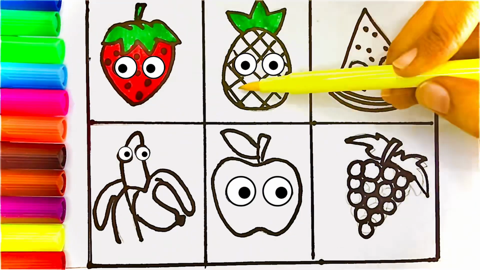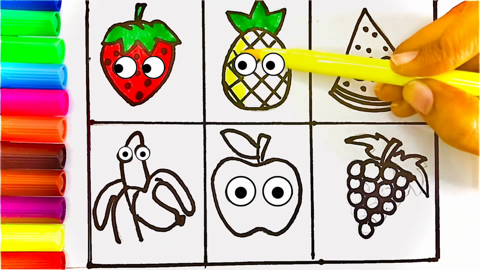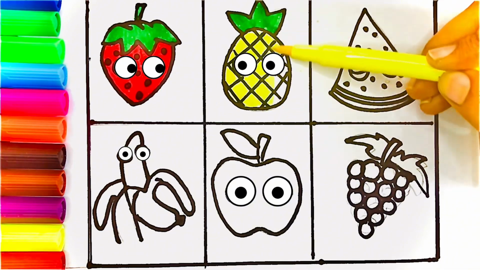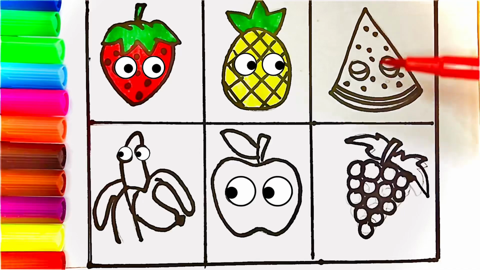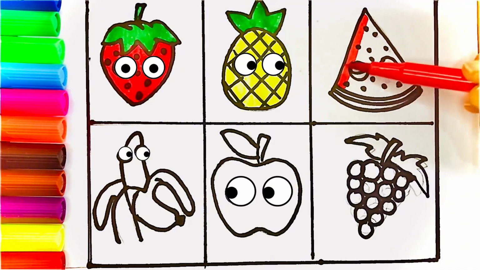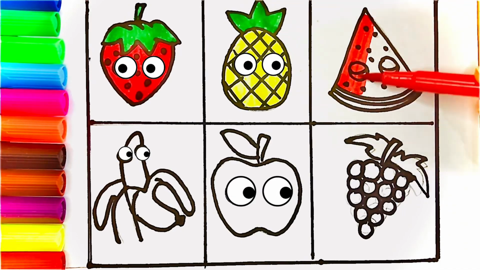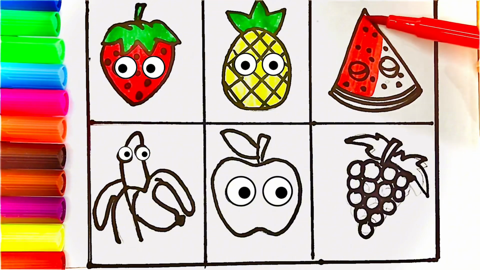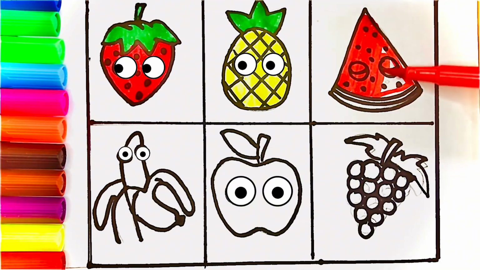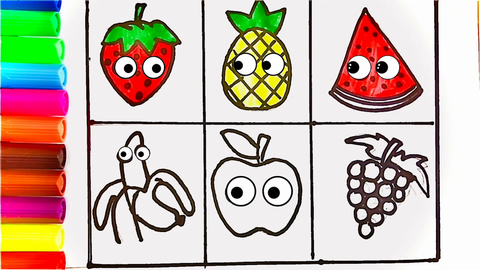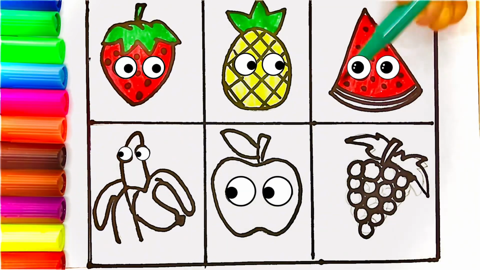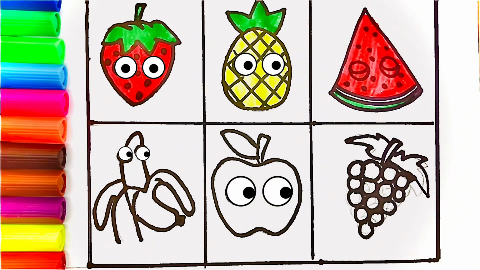And now, this is the yellow color in the pineapple. You know, pineapple color is yellow. Okay? And third is watermelon. After cutting, we know there is a red color inside the watermelon. And outside color is green. And now I take the green color.